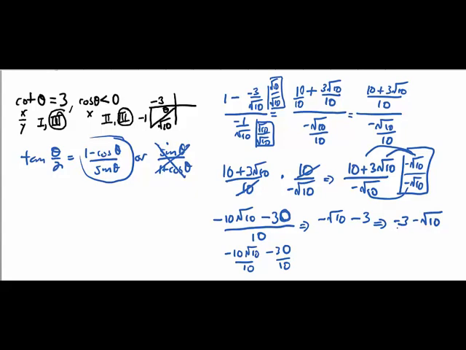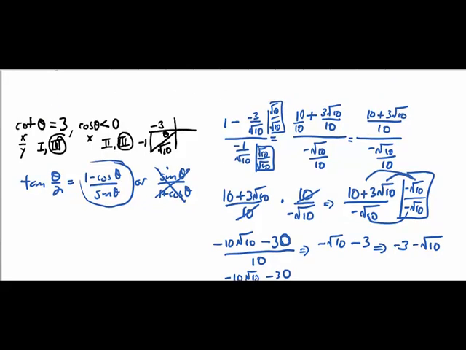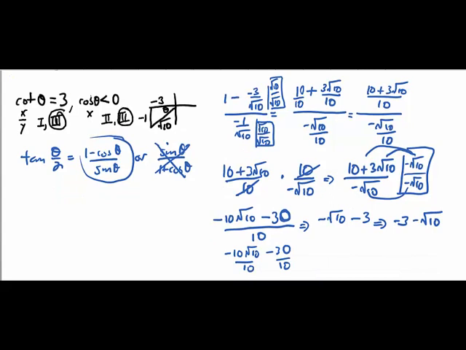Now, I want you to look at all 6 of these answers for this problem. This cotangent theta equals 3, cosine theta is less than 0. Now I want to show you how to find this answer on a calculator, but first we'll need all of our answers.